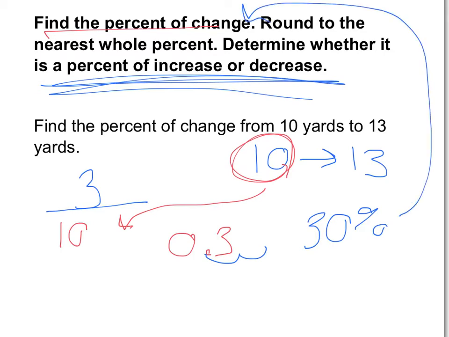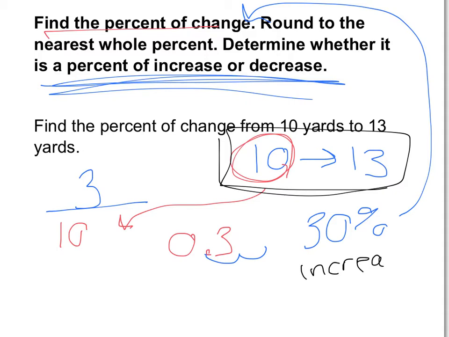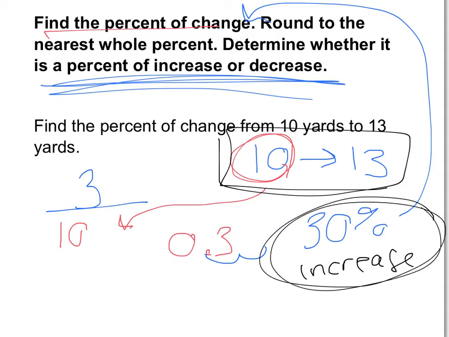So that was the first part here. But it also says determine whether it's a percent of increase or decrease. Well, that's when you look at right here. Did the number go up to get to 13 or did 10 go down to go to 13? Well, it went up, so you'd say increase. So your answer for this problem is a 30% increase. That's what you write.